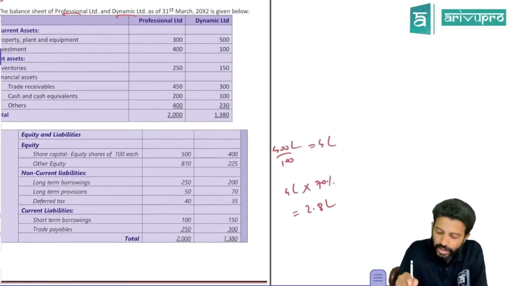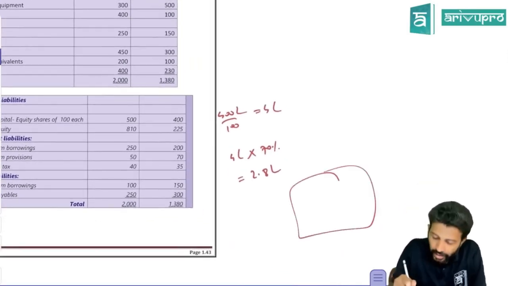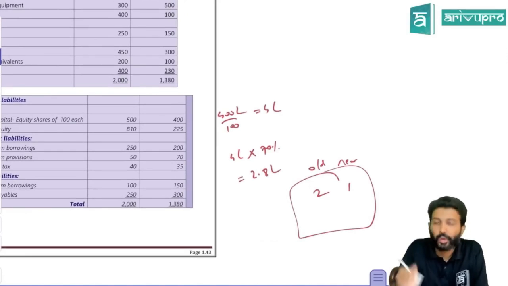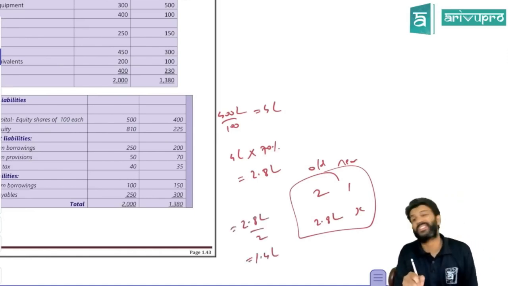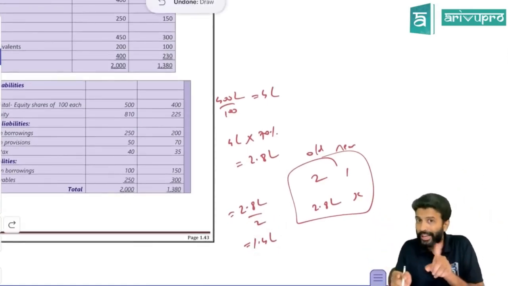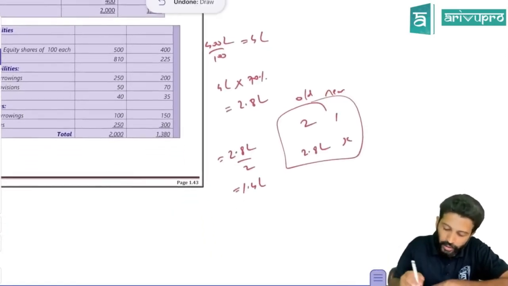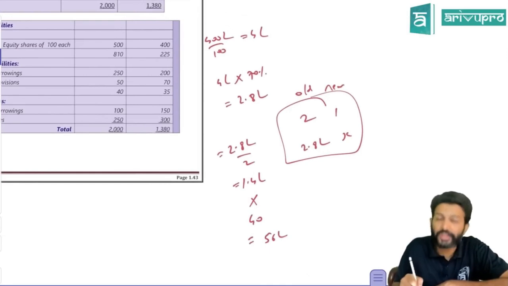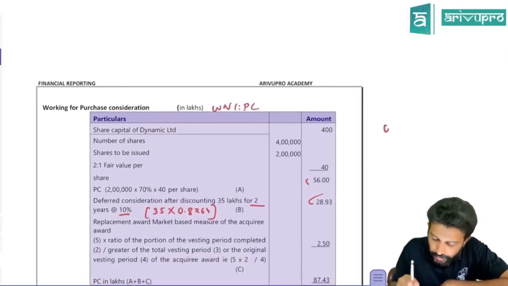For these 2,80,000 shares acquired, what did they give? They gave PC in the form of shares. For 2 shares acquired, 1 share will be given as PC. For 2,80,000 shares acquired, professional will issue 2,80,000 divided by 2, which is 1.4 lakh shares. This is not the value, this is a number. Each professional share's value is 40. So 1.4 into 40, 14 fours are 56. So this is 56 lakh rupees. You're giving PC in the form of equity shares to the extent of 56 lakh rupees.